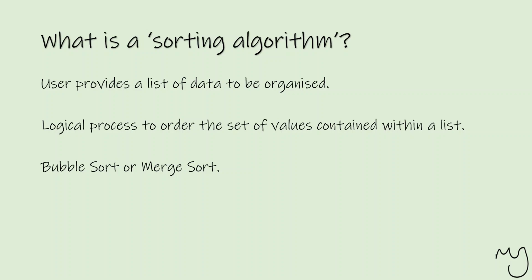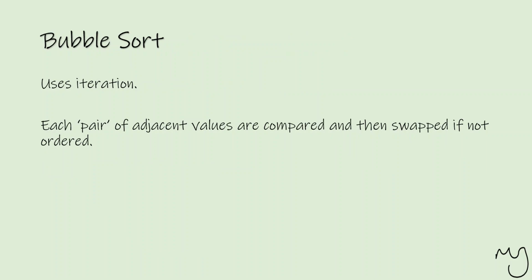And there's two different types of sorting algorithm that we're going to look at today. The first one is a bubble sort, and the second one is the merge sort. Now, the bubble sort uses iteration or looping in order to compare adjacent values within a data structure. And what it does is, based on the ordering that's required, whether that be ascending or descending, it will then swap those values in order to achieve the sort that's being asked.